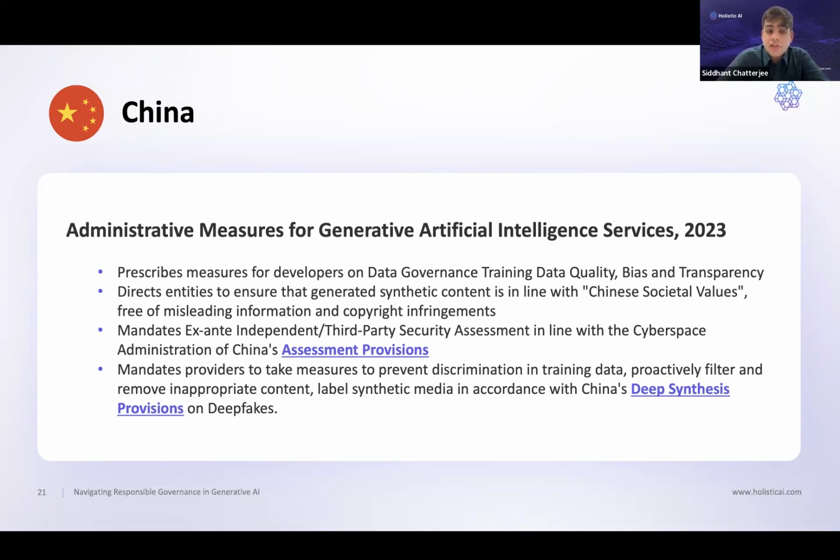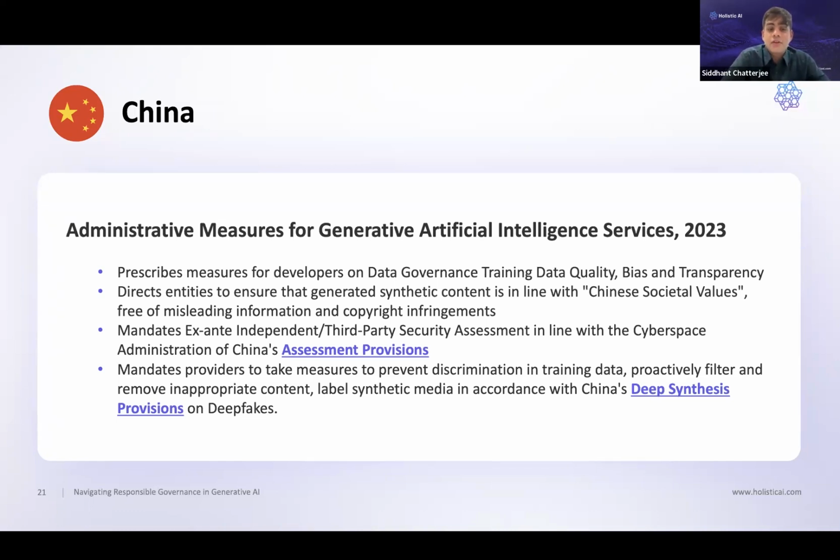A very notable feature within these regulations, and probably something that the EU took from, is the requirement for security assessments to be conducted before the release of a product. And additionally, there is a very strong emphasis in the regulation on online safety and content moderation, with developers having to ensure that the content generated by these models is free from misleading information, but more importantly, is in line with Chinese societal values.